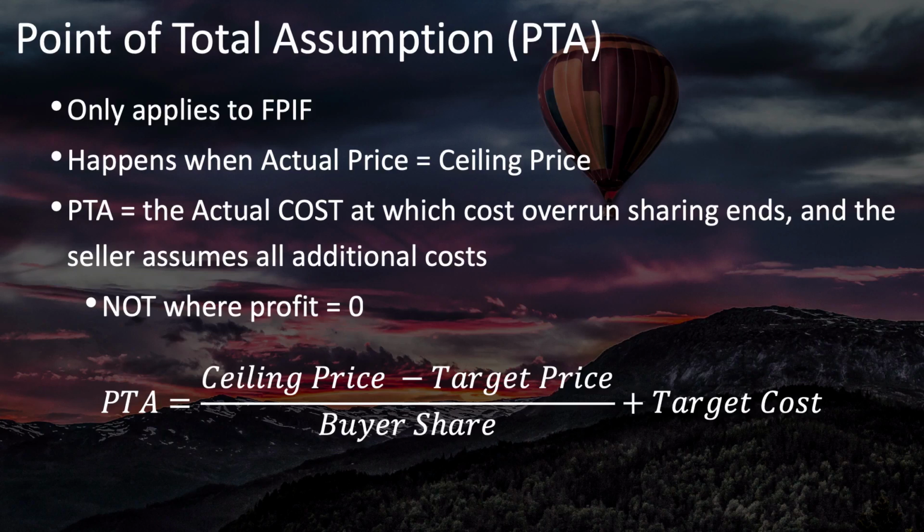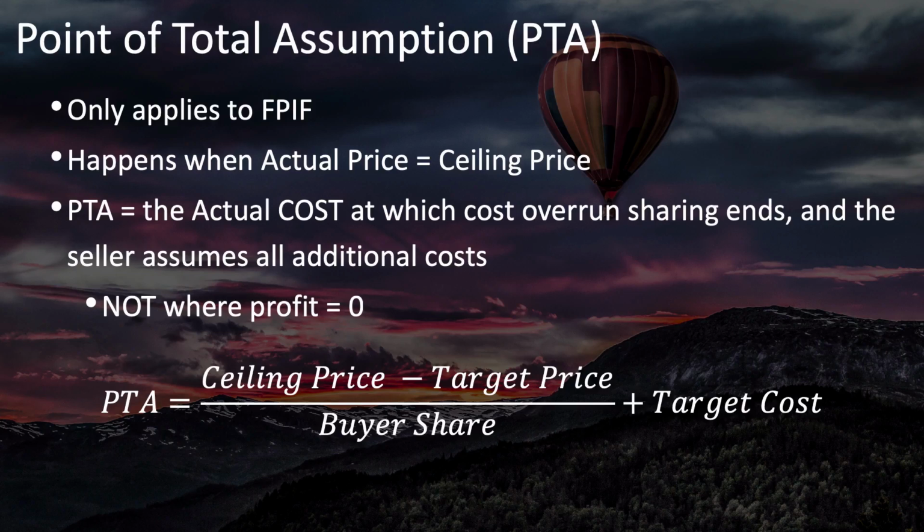It's when the actual price rises to the ceiling price and it stops there, even though costs can continue to rise after that. However, and this is the tricky part, the point of total assumption is not the actual price or ceiling price, even though it happens when they're equal. When that happens, there's an actual cost, which is still less than the actual or ceiling price, because there's still some profit in there. And it's that actual cost that is the point of total assumption.